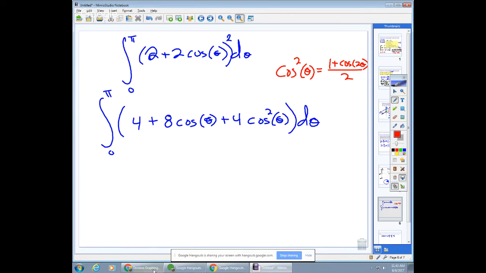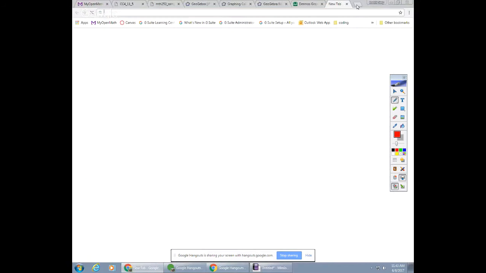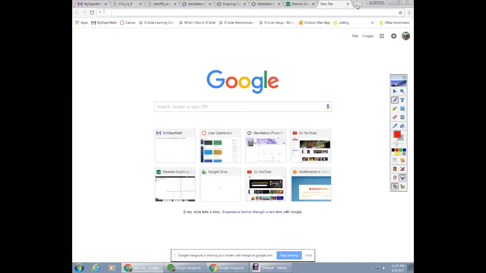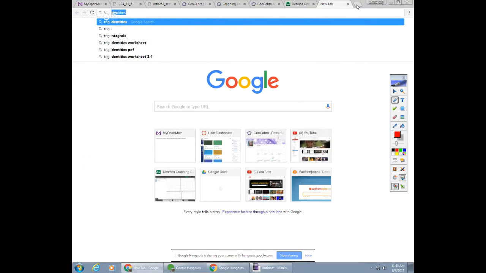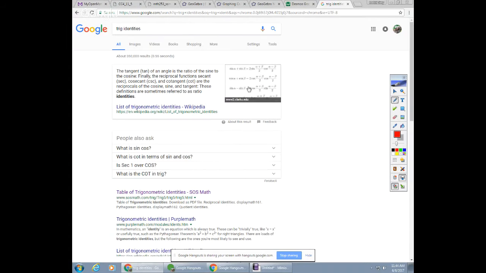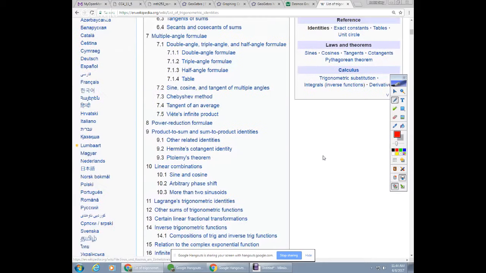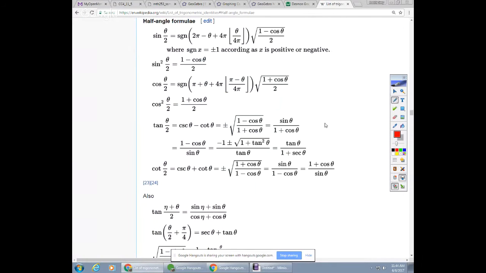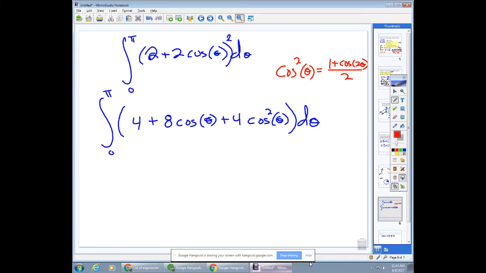All right, let's double check trig identities. We seem to be a little rusty. Trig identities. And sure, Wikipedia, what do you got for us? Half angle. Yeah, the cosine is the plus, the sine has the minus. And then we have a theta here and a 2 theta there, the way we're viewing it. All right, so back to the notes.